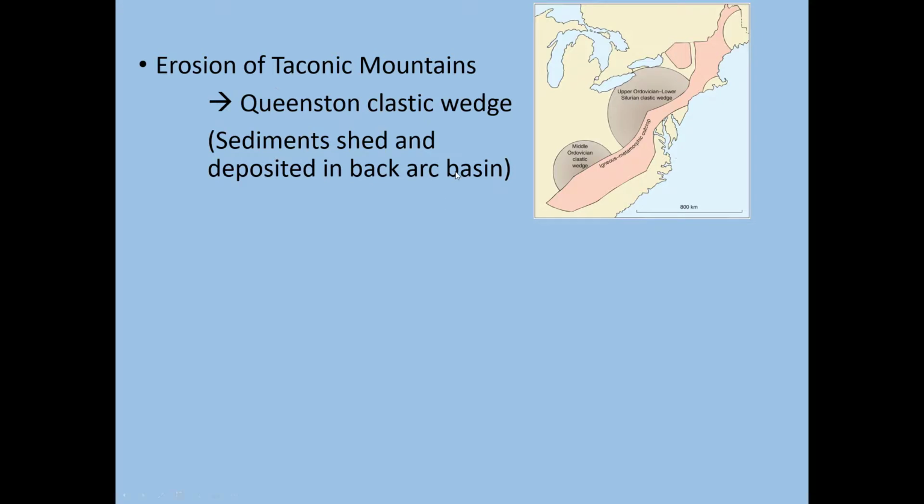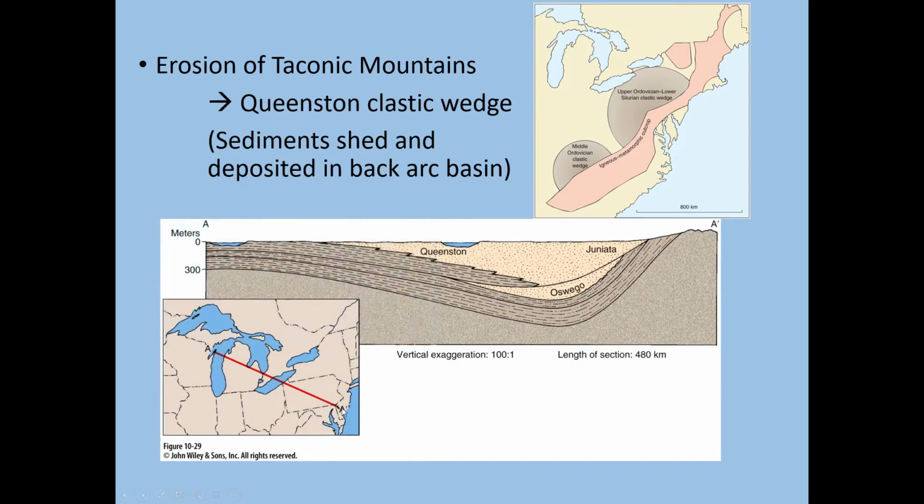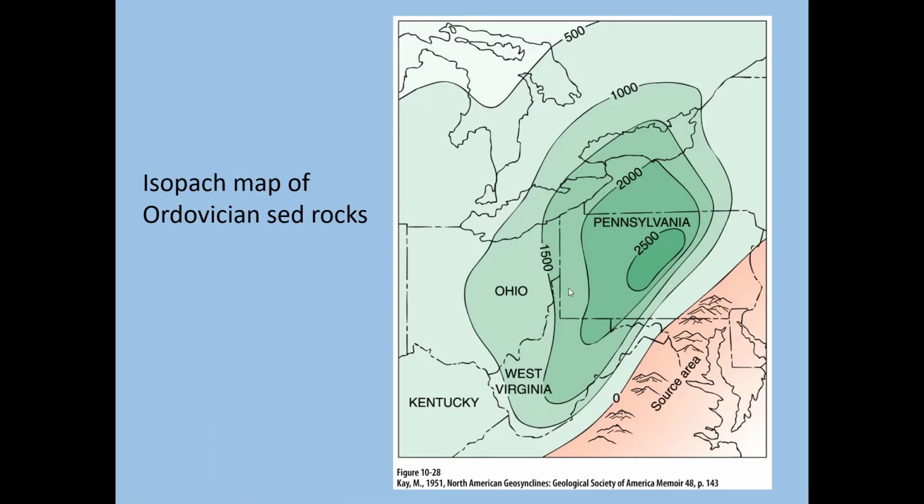So as we take a cross section from New Jersey all the way over through Michigan, we can actually see the Queenston Clastic Wedge, where it's basically just sediment that's shed from the Taconic Mountains, and it fills this large back arc basin, and we can see that there has been isostatic subsidence here, right? Because as the basement rock is eroded and shed into this back arc basin, the weight of this sediment pushes the basin downward. And that's also reflected when we look at an isopach or a thickness map of the Ordovician sedimentary rocks that are shed in this location.